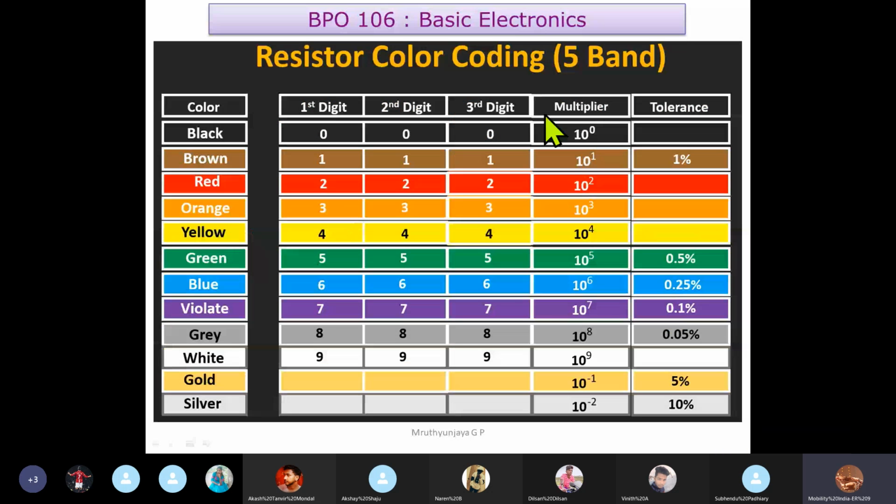The rest, everything remains the same. You need to apply the color codes for all these things, considering the first, second and third band as the digits. We'll see with an example.